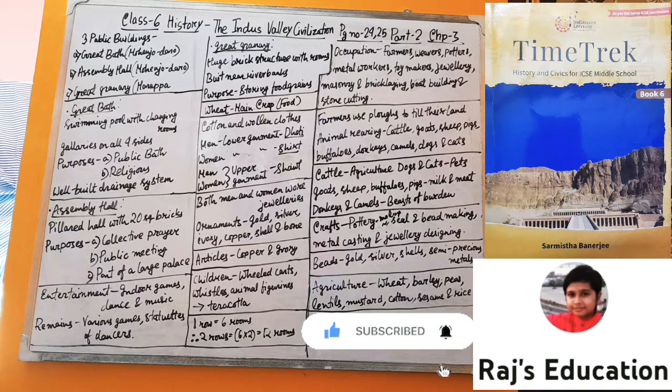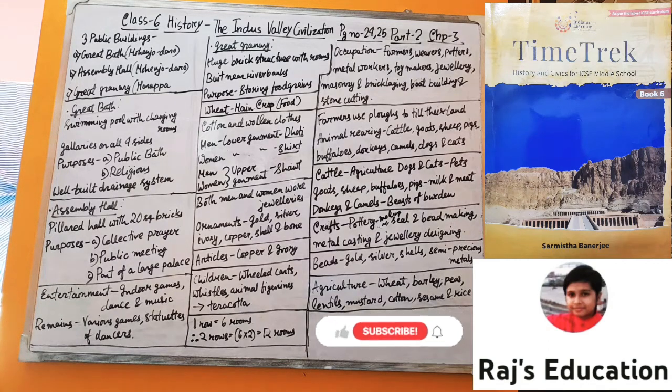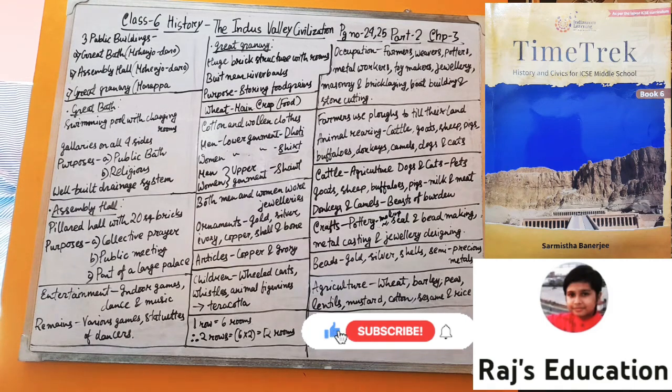So all these things tell us that the Indus Valley civilization was very much advanced in all these fields. And a wide range of occupations was also practiced by the people of the Indus Valley. All these things tell us that the Indus Valley civilization was an urban civilization.